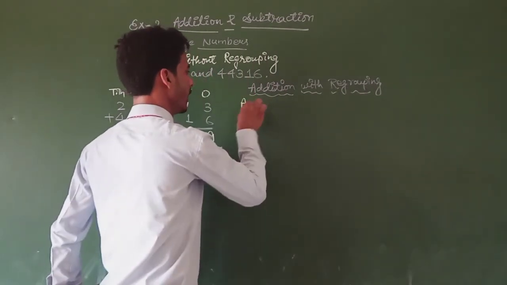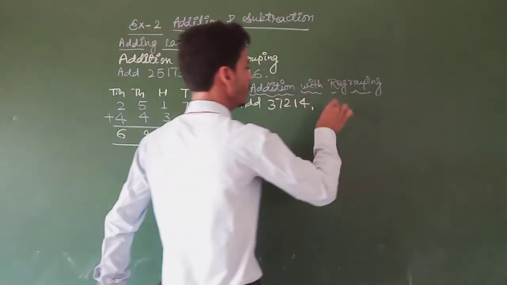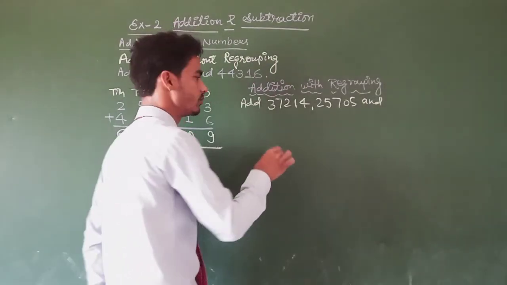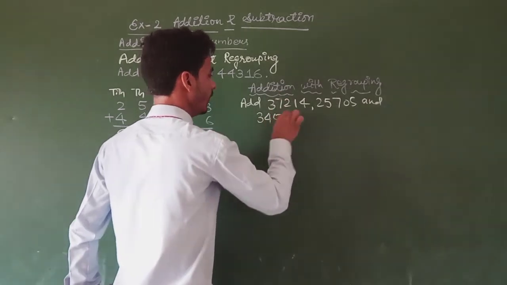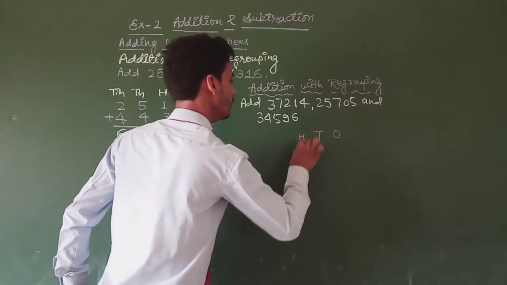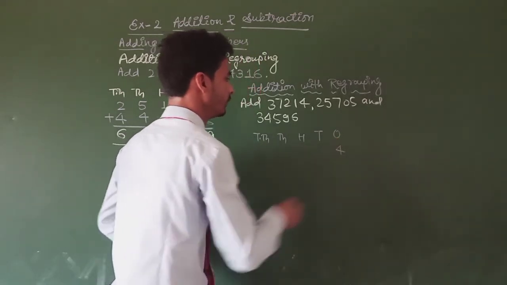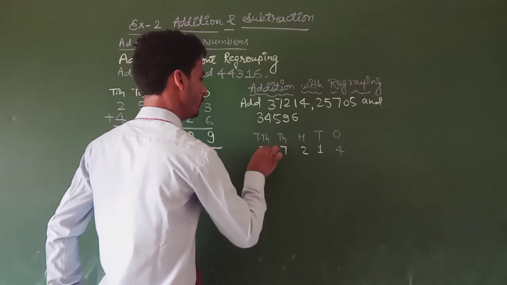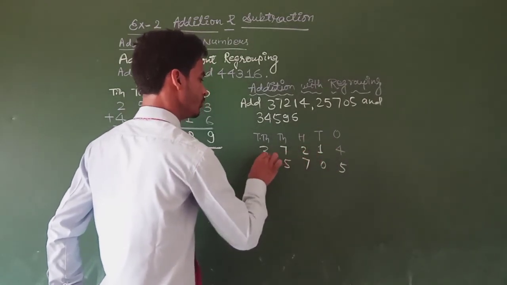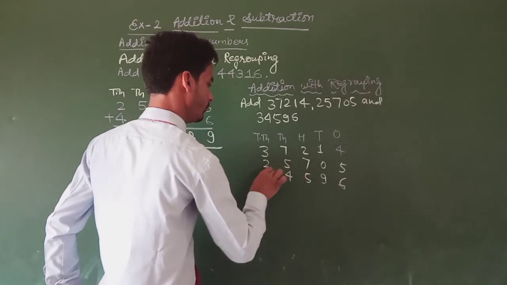Add 37,214, 25,705 and 34,596. Okay, now ones, tens, hundreds, thousands, 10,000s. Arrange the numbers: 37,214, 25,705, and 34,596.